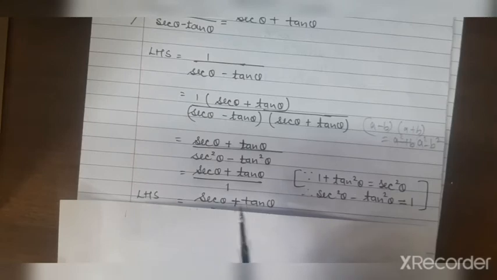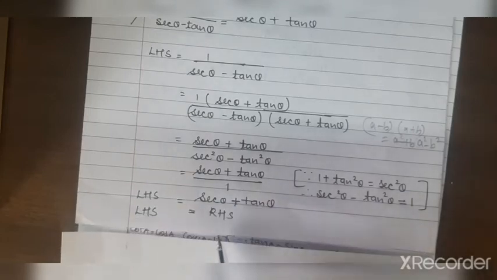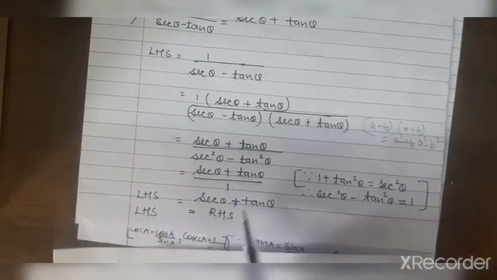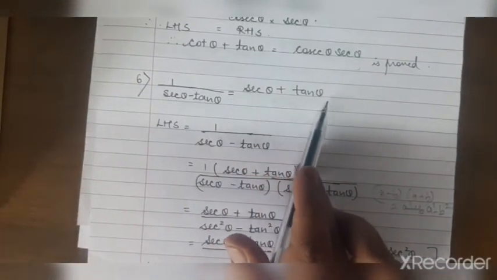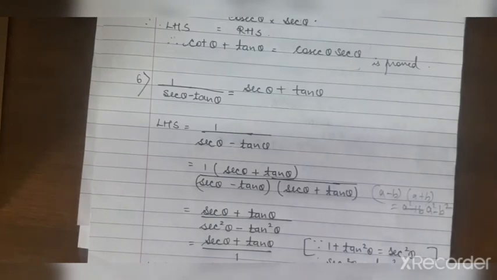Okay, we had taken the LHS and this is what we have got, which is equal to the RHS. If LHS becomes equal to RHS, we can write 1 upon so and so is equal to this, which is proved. See here, this is proved.